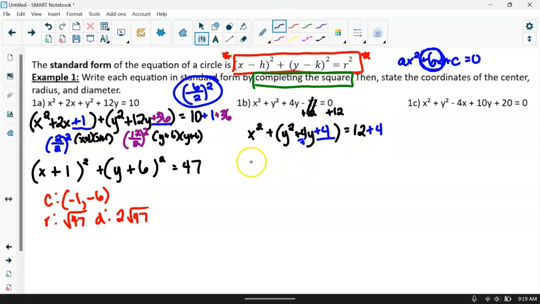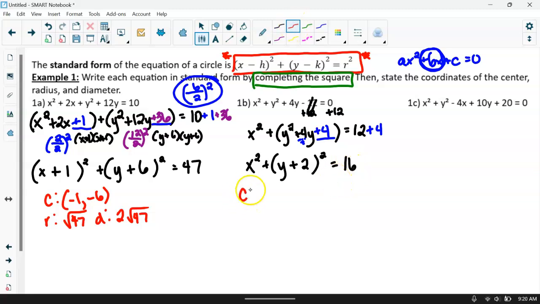So now here we go. We've got x squared plus. Now remember, we're trying to complete the square. So what numbers, factors, multiply to get us 4, add to get us 4? 2 and 2. So y plus 2 squared is equal to 16.